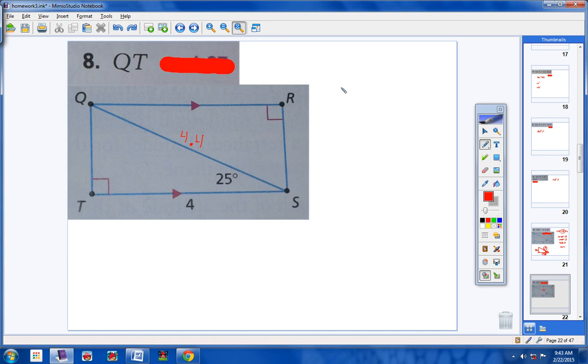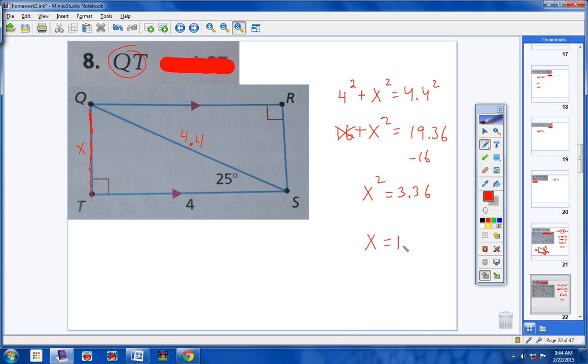So I'm going to use Pythagorean's theorem. I have one leg squared. My other leg, I don't know. We'll call it x. That's what I'm looking for, the length of QT right here. So 16 plus x squared equals hypotenuse squared, 4.4 squared, which is 19.36. Now we're trying to get x by itself, so bring the 16 over and make it a negative 16. And we're left with x squared equals 3.36. Okay, now let's take the square root of that. And we're going to get 1.833. So I'm just going to call it 1.8. Alright, 1.8. And the answer is 1.87. Close enough, okay?